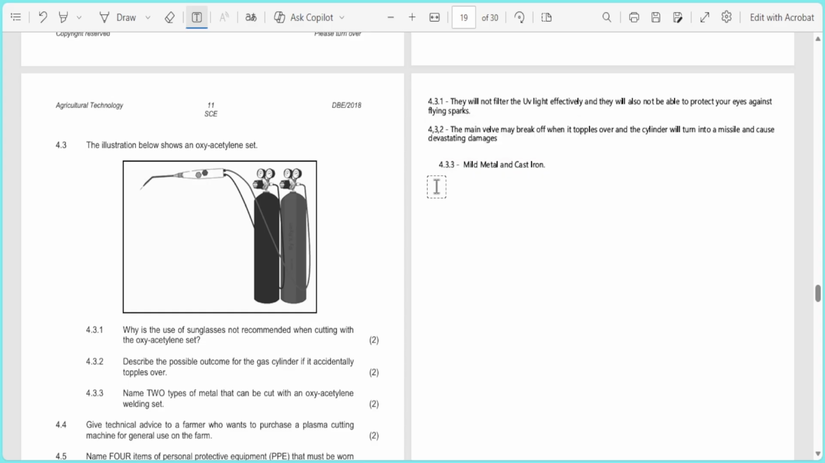For 4.4, they want us to give technical advice to a farmer who wants to purchase a plasma cutting machine for general use on the farm. Okay, this is practical business advice. So plasma cutters are rated by thickness capacity. Let's start there. So buying too small means you can't cut your materials. Too large, you can waste a lot of money as well.